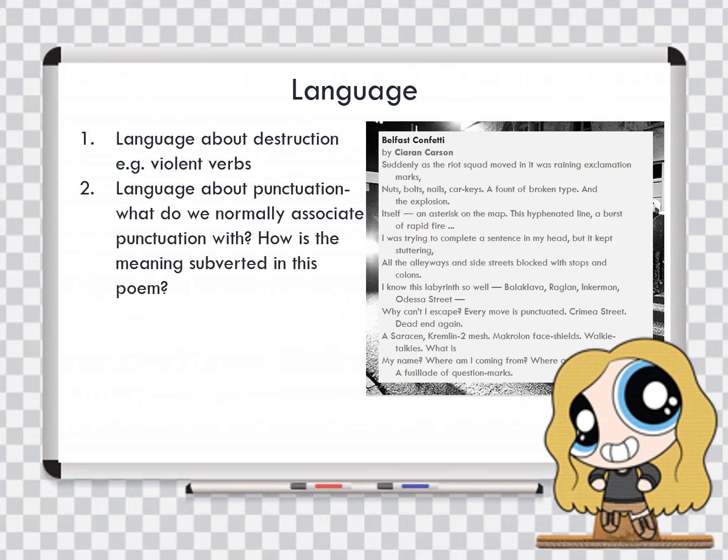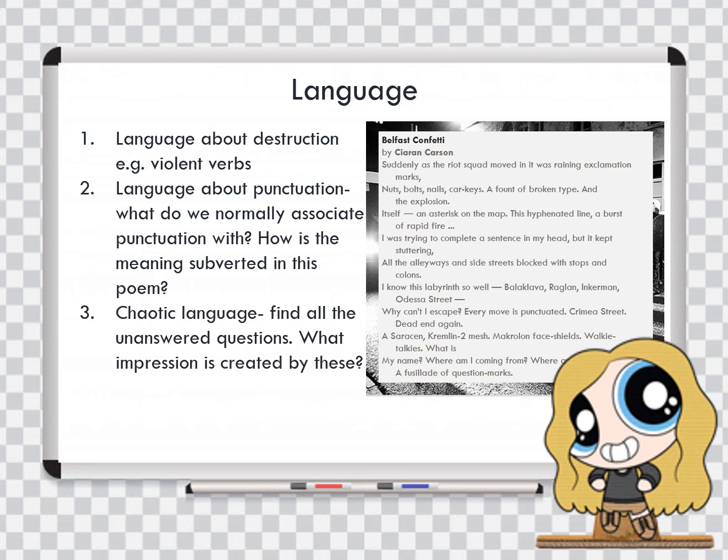Second, you're going to go and find the language that is about punctuation. So it's dotted around in the poem. Again, group it all together, look at where it is, and start to think about, again, the impression created. A bit of help here. What do we normally use punctuation to do? What do we normally associate punctuation with? And then how is that meaning subverted in this poem? That's a bit of a challenge.